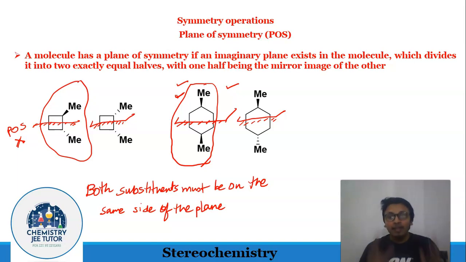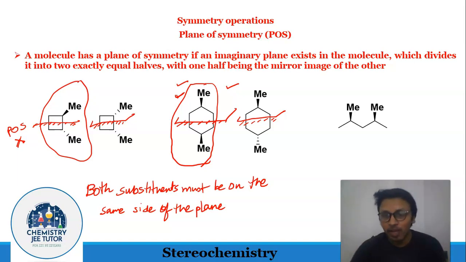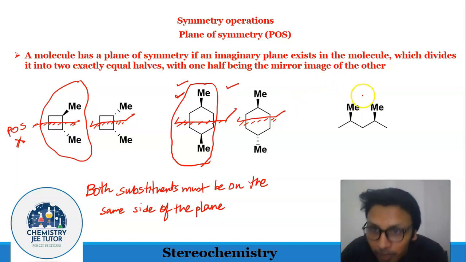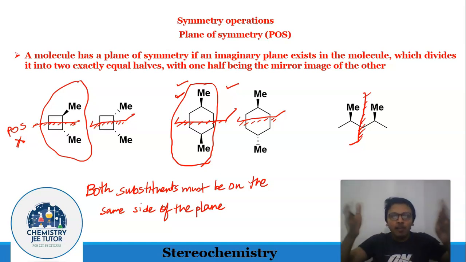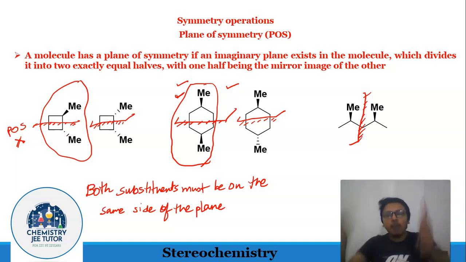So remember again, in these types of systems where you have two substitutions, this next system will also have a plane which will pass through here. So whenever you have such symmetrical systems which you can divide into two equal halves, also look at the orientation of the substitutions. Only if both the substitutions are on the same side of the plane, either above the plane or below the plane, then only will they have a plane of symmetry passing through the middle of the molecule.